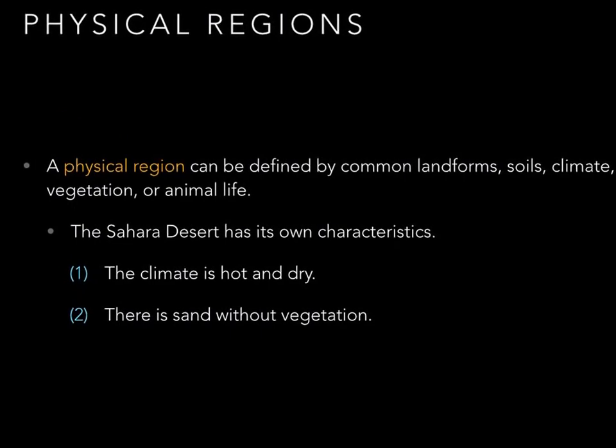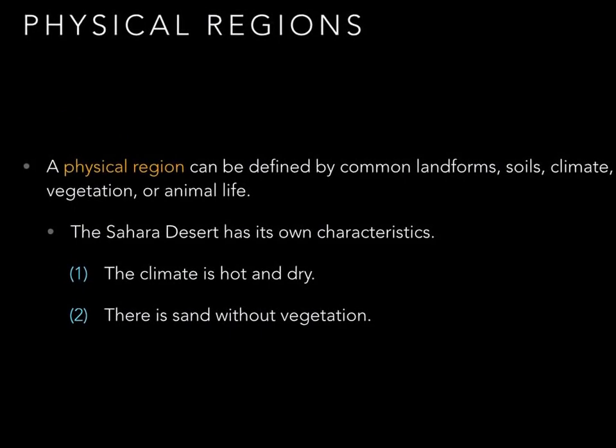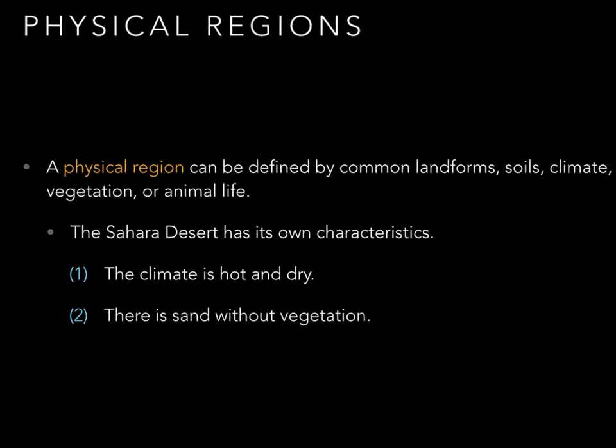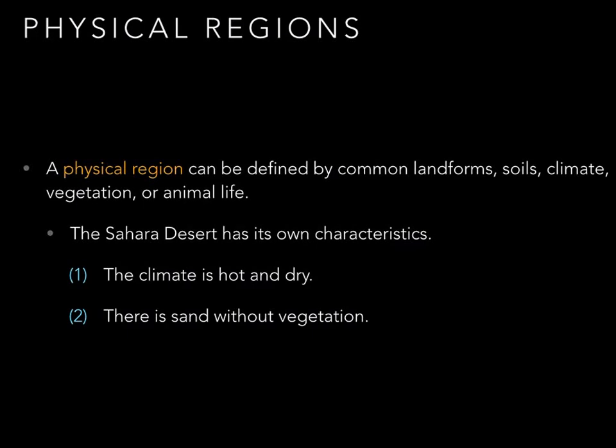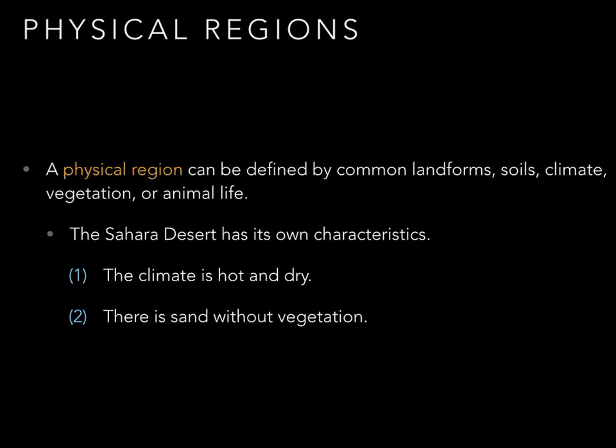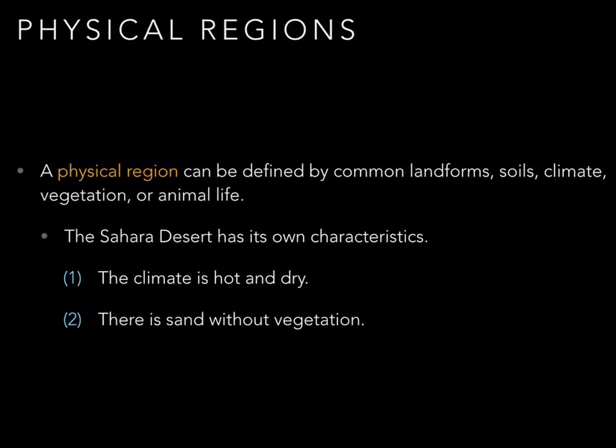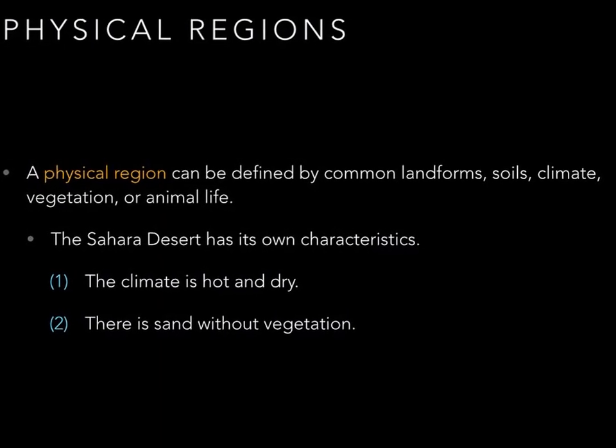Physical regions. A physical region can be defined by common landforms, soils, climate, vegetation, or animal life. For instance, the Sahara Desert is a physical region. It's a hot and dry climate. There's sand without vegetation. There's little animal life. Lots of things make the Sahara its own unique physical region.